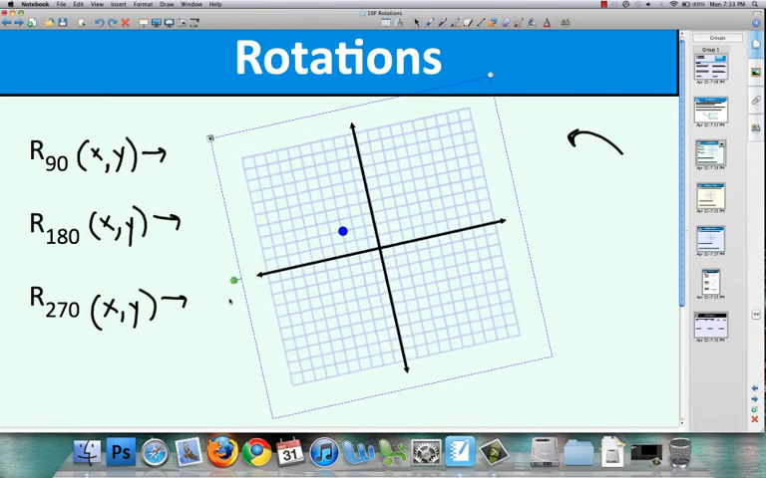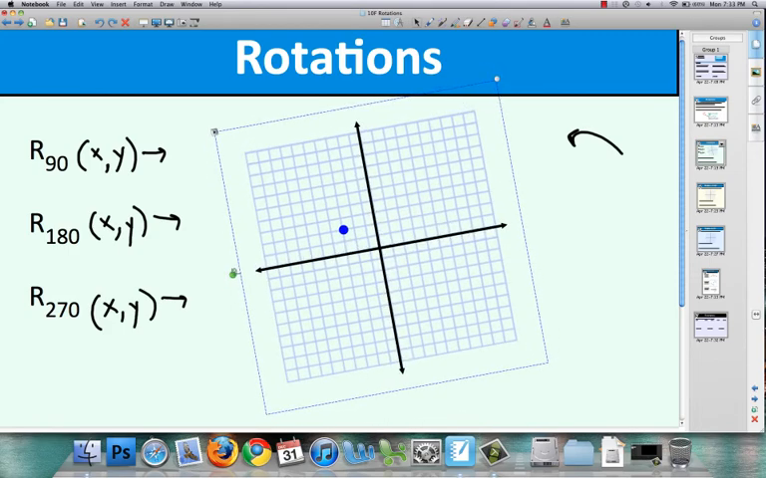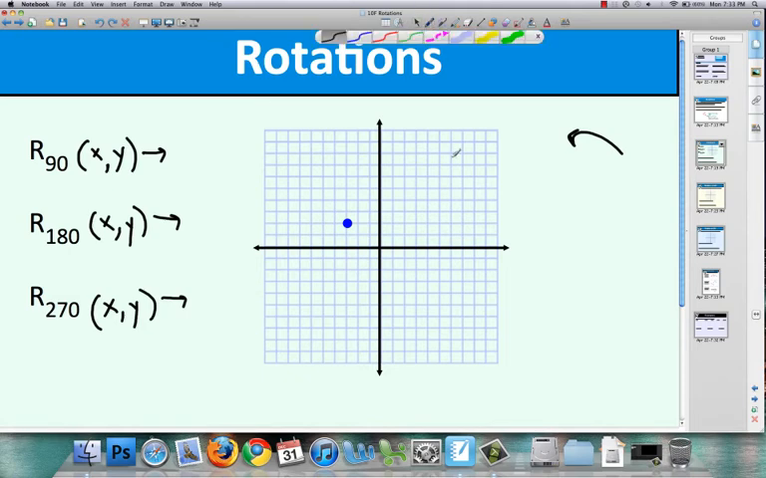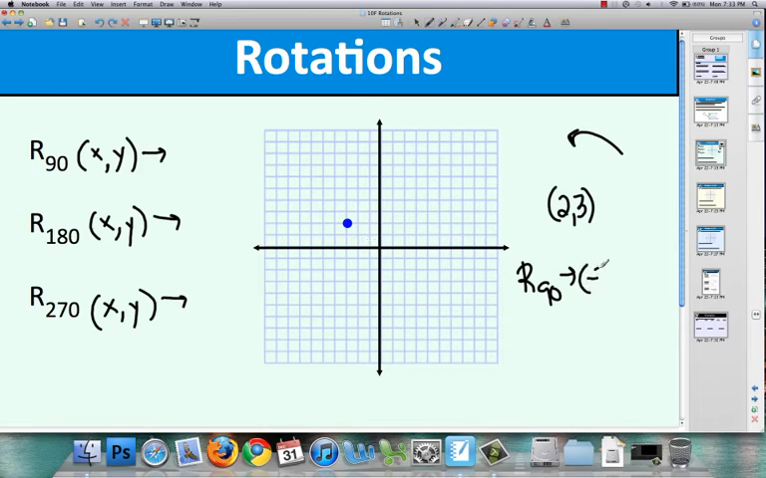There we go. So the original point was (2, 3). So I'll just write that over here. Our original point was (2, 3), a rotation of 90 degrees. Now that point is (-3, 2). So if you notice, our rule was switch and negate your y.